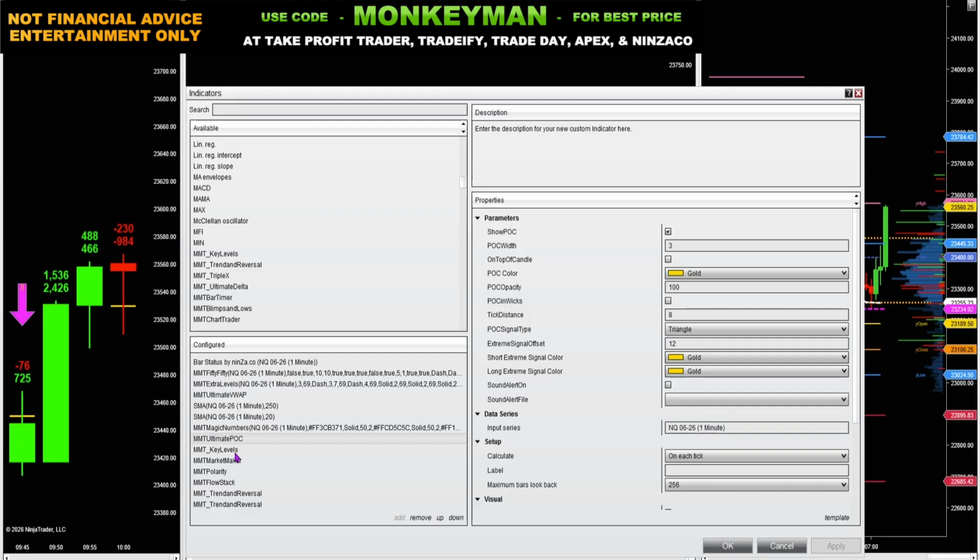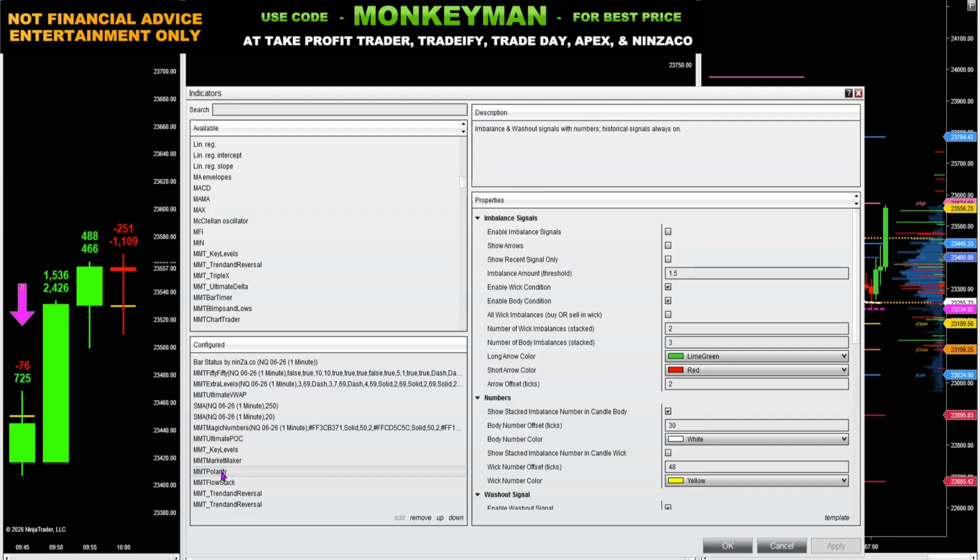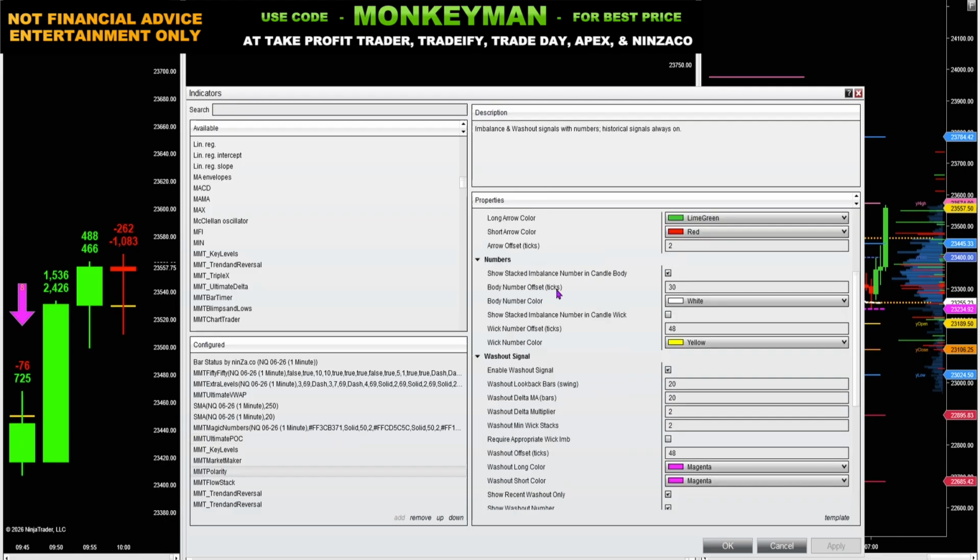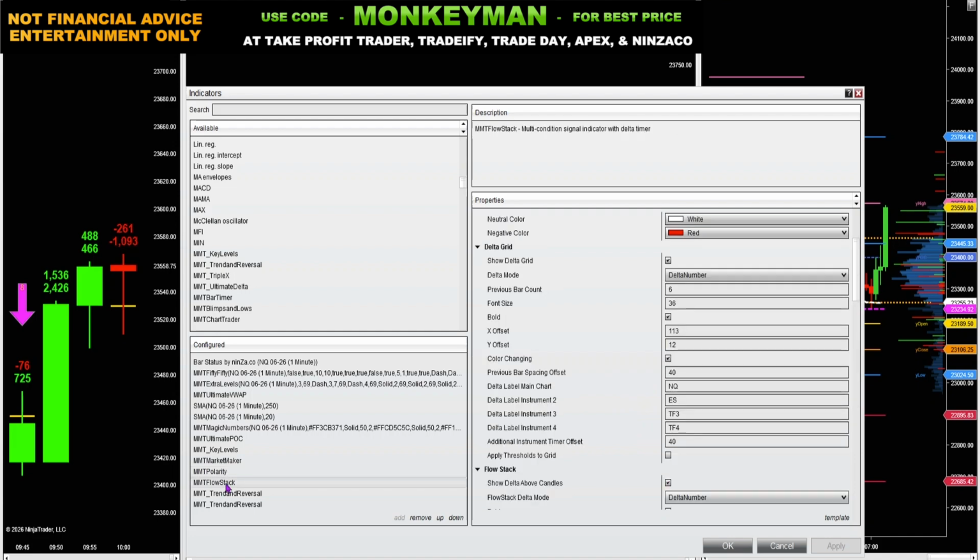I've got the key levels on the chart. I've got the MMT market maker chart buttons, so I can easily place my trades right on the chart. I've got the MMT polarity. This is only showing washout signals. These are the stronger washout signals, 20, 20, 2, and 2. Got the flow stack on the chart.